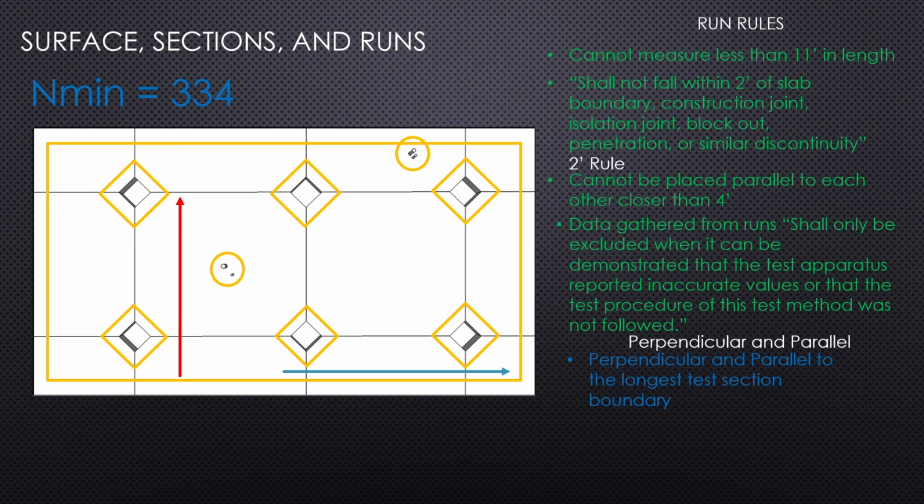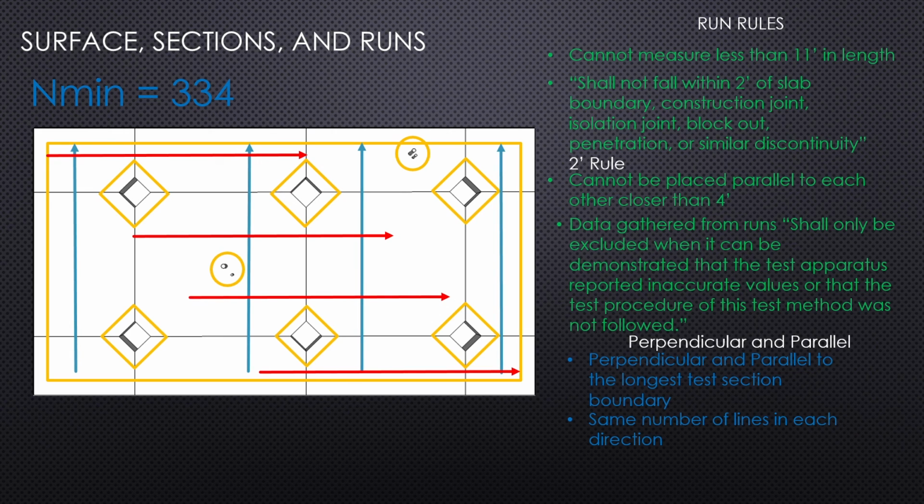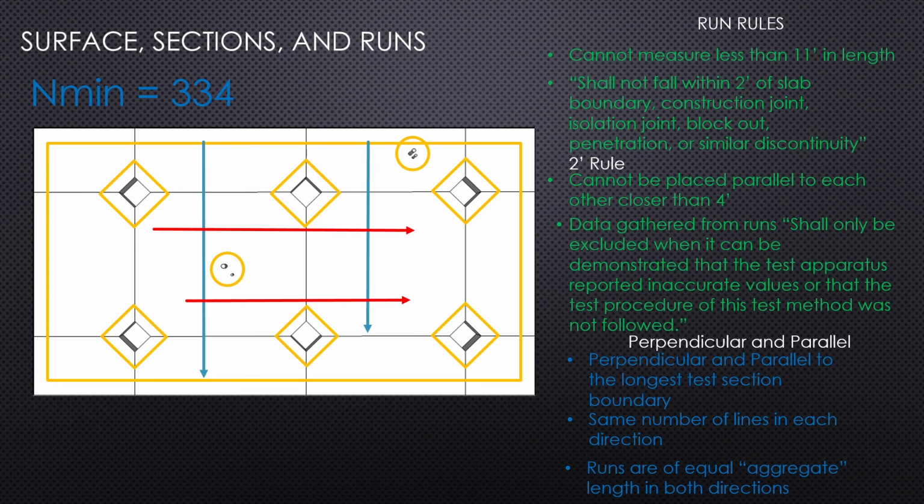Rule number 1. They must be perpendicular and parallel to the longest test section boundary. If the test section is irregular or triangular in layout, then you put your runs in relation to the longest boundary of that triangle. Rule number 2. You need to have the same number of lines in each direction. Rule number 3. The runs must be of equal aggregate length in both directions, and as you can see, there are 2 longer lines and 2 shorter lines.